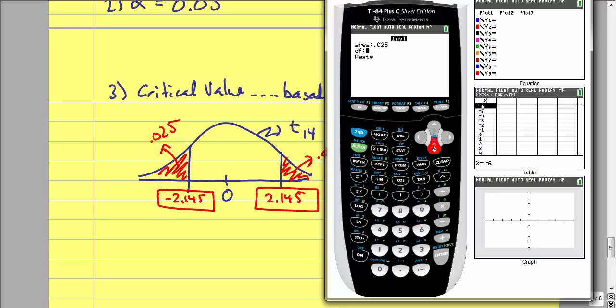Degrees of freedom we just talked about were 14. And we paste, and let's see what it gives us for a critical value. Negative 2.145 if we rounded it to 3 places. So the inverse t works just as well here.